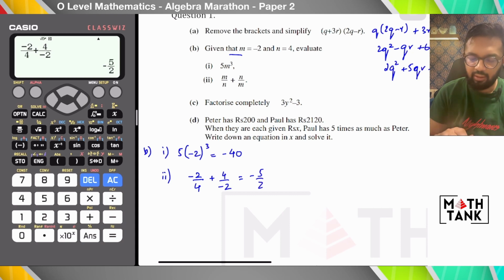If I want to write that as a mixed number, I can also do that. If I press this, it gives me a mixed number. So that's your call what you want to write.